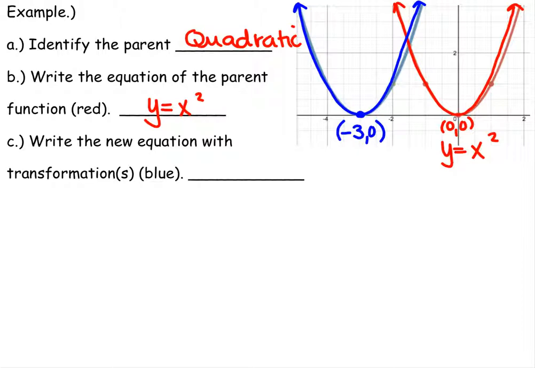Now we want to come up with what would be the equation of this blue function. So we said that it's left 3 units. So for us to write that in our equation, anything you go left or right, horizontal translations, has to be written inside the equation, so inside the parentheses. When we go left, we have to think opposite when we write the equation, so it's going to be x plus 3 all squared. So that would be the equation for this quadratic function.